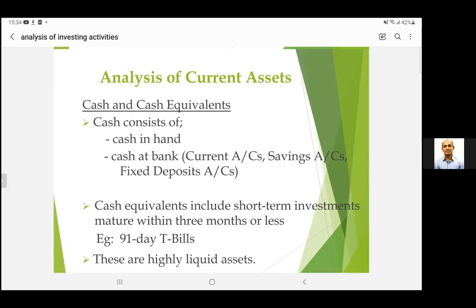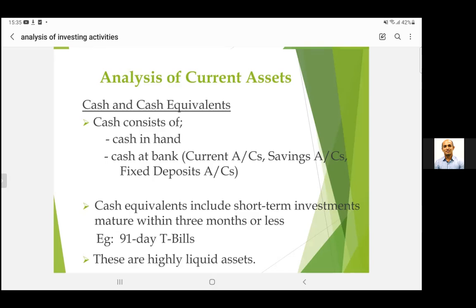Similarly, we'll analyze companies' stocks to make sure stock balances are fair enough in the financial statements. Then you can make sure the recorded current assets balances are suitable values to do our analysis. Similarly, we'll analyze non-current assets.